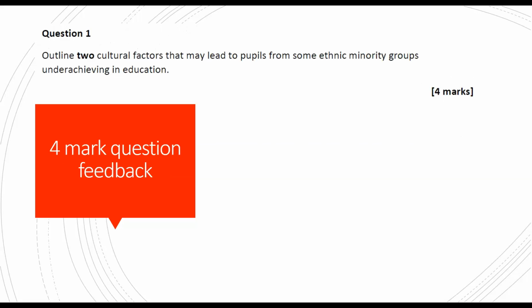So let's go through the mock. Question number 1 was outline 2 cultural factors that may lead to pupils from some ethnic minority groups underachieving in education. Now this question was a bit of a 2-prong question because on one hand it identifies cultural factors, and on the other hand it asks you to link that to ethnic minority groups as opposed to maybe social class. And so there's quite a lot to think about for just 4 marks.